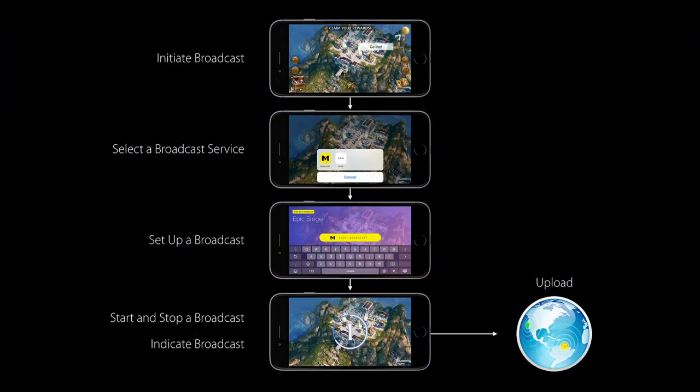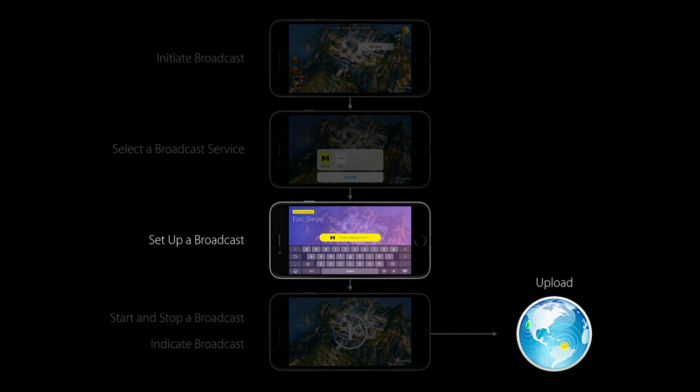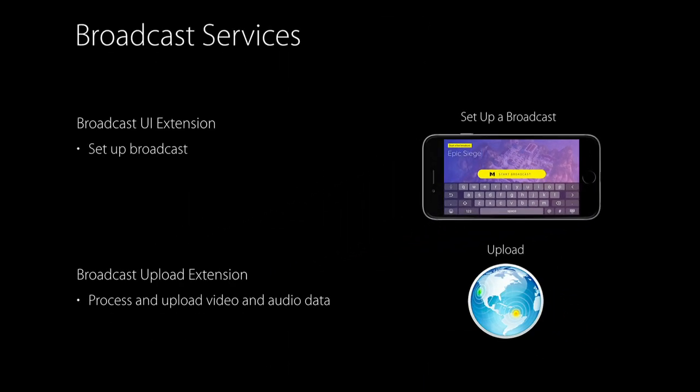So let's go back to that flow diagram. We've seen that the game is responsible for initiating the broadcast and controlling when to start and stop a broadcast. We've also seen that the UI for broadcast selection is taken care of by ReplayKit's Broadcast Activity View Controller. This leaves us with 2 remaining tasks: setting up the broadcast and uploading video and audio data to the backend servers. To allow broadcast services to accomplish these steps, we're introducing a new pair of app extensions specifically for this feature: a UI extension to allow the user to set up a broadcast, and a non-UI extension for processing and uploading the audio and video data.